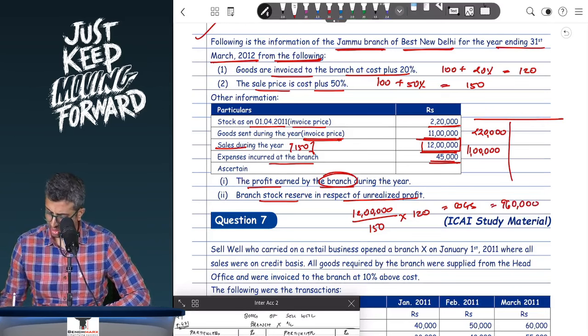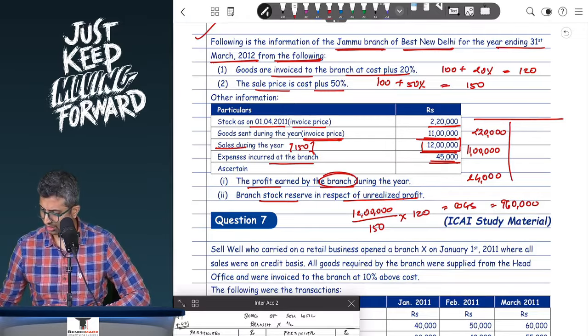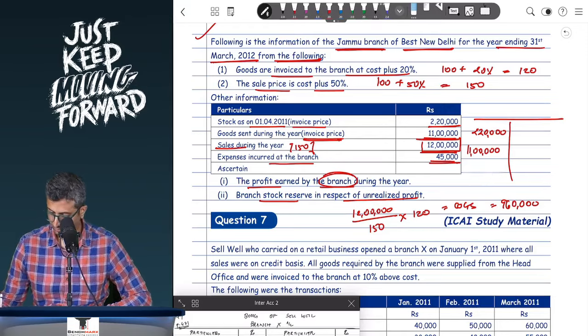Acha, if I had to find the GP, the gross profit, this will be 12,00,000 divided by 150 into 30. Can I say 24,000 will be the profit? 12 lakh divided by 150 into 30 is 2,40,000. 2,40,000 will be the profit.